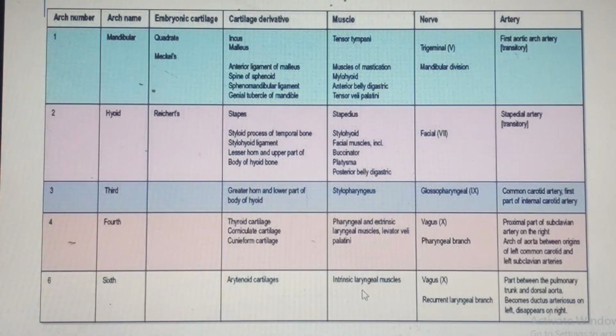Then if you go to the sixth arch, the intrinsic muscles of the larynx, but of course except the cricothyroid muscle. The cricothyroid muscle will be supplied from the external aspect by the fourth arch, the external laryngeal nerve. So that is what I want you to know over here. Of course, we've seen the nerve supply to all these, and then we've also seen the arterial supply.